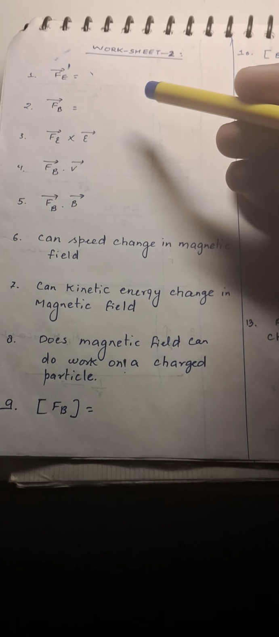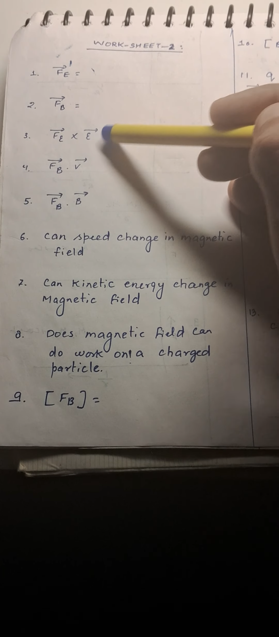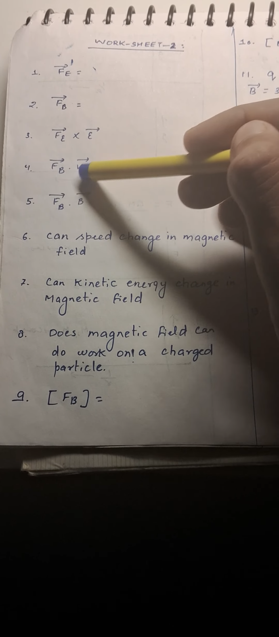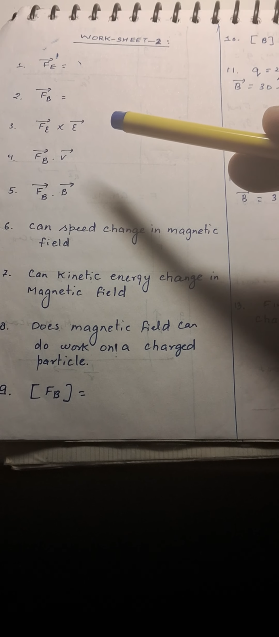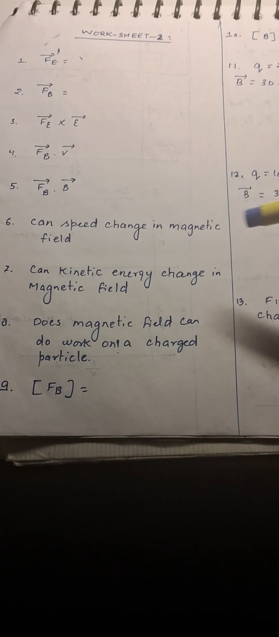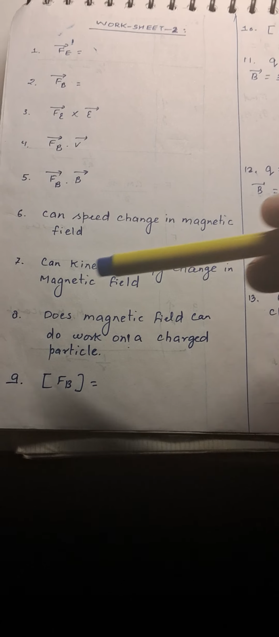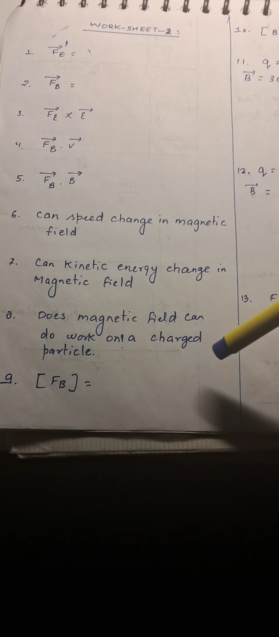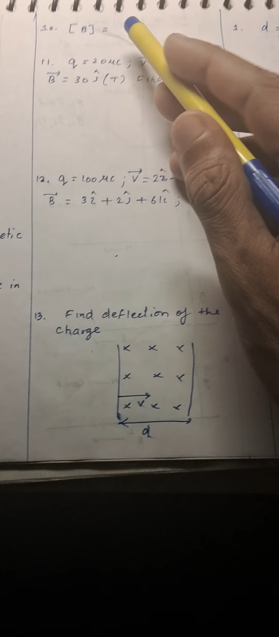Then we have another worksheet on electric and magnetic forces on a charge. So here is electric force, magnetic force, magnitude of electric force and electric field, FB dot V, FB dot B. Simple manipulations based on the simple concept of electric and magnetic force. Then we have a simple theoretical question. Can speed change in magnetic field, or can kinetic energy change in magnetic field? Does magnetic field do work on a charged particle? Then dimension of magnetic force, then dimension of magnetic field.